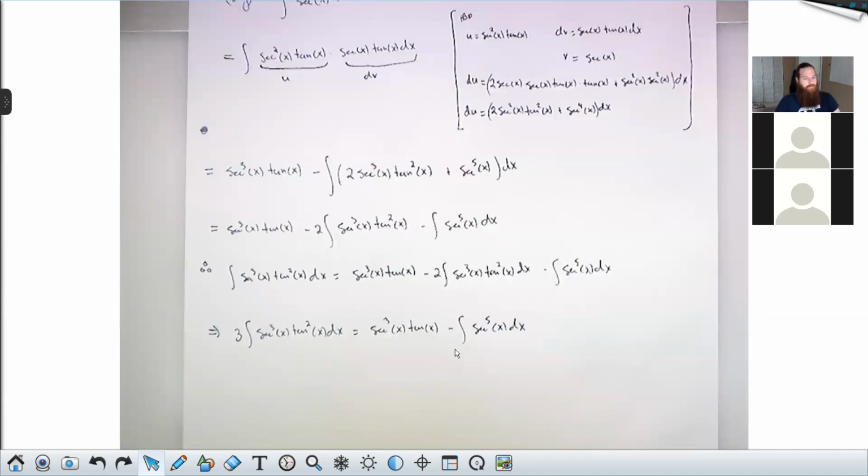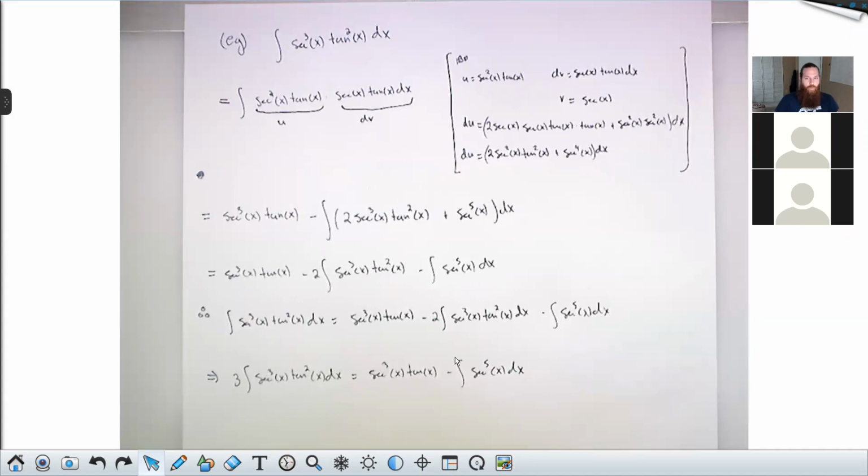So you see how these get nasty, right? If we wanted to proceed from here, I would take the secant to the fifth and split it as secant squared times secant cubed. Set up my IBP. And I would have to run IBP twice on this to reduce it down to an integral of secant. Not easy. So we think, maybe I should try the other attack. Maybe I should try splitting this in some other way. I could split it as secant squared times secant tangent squared.